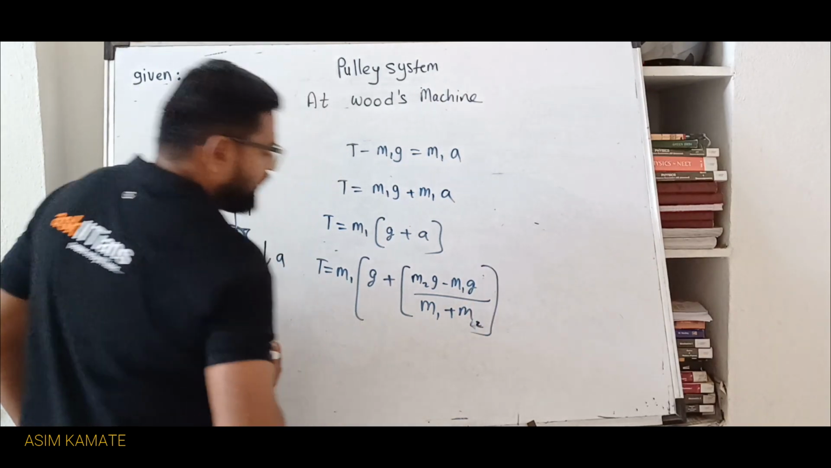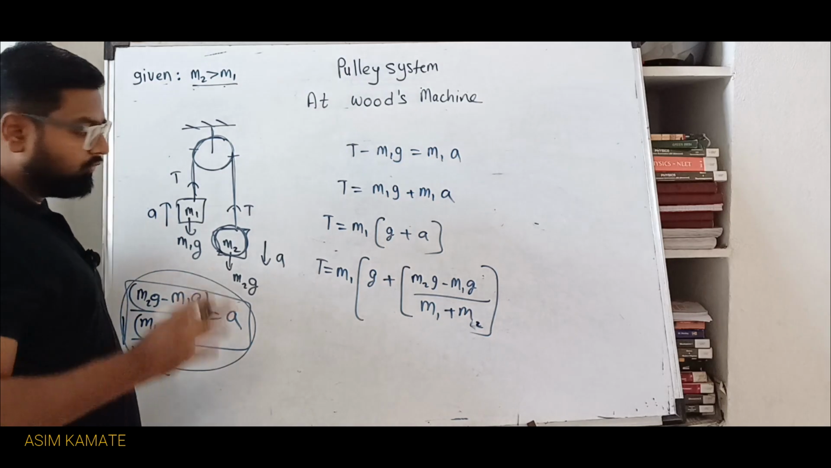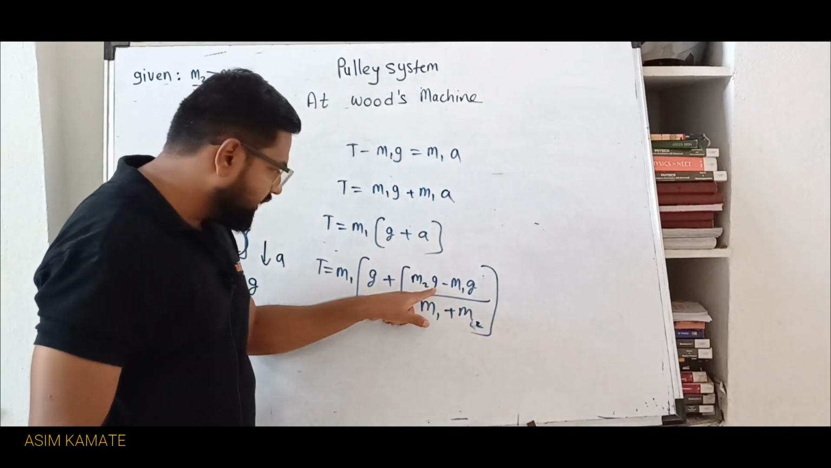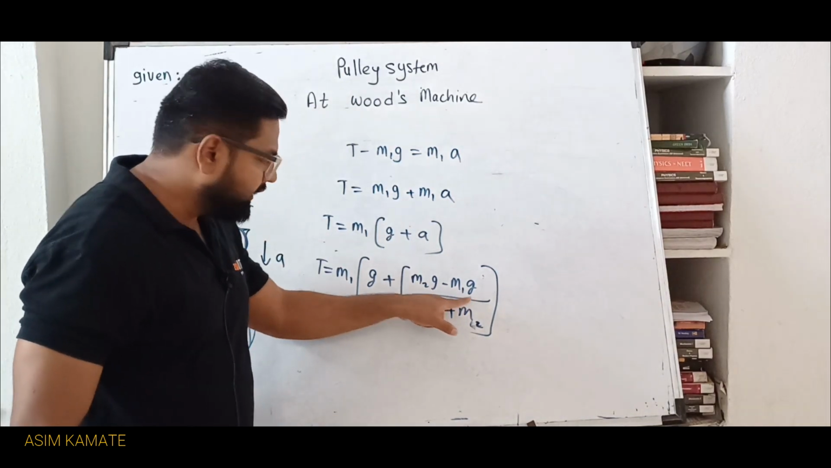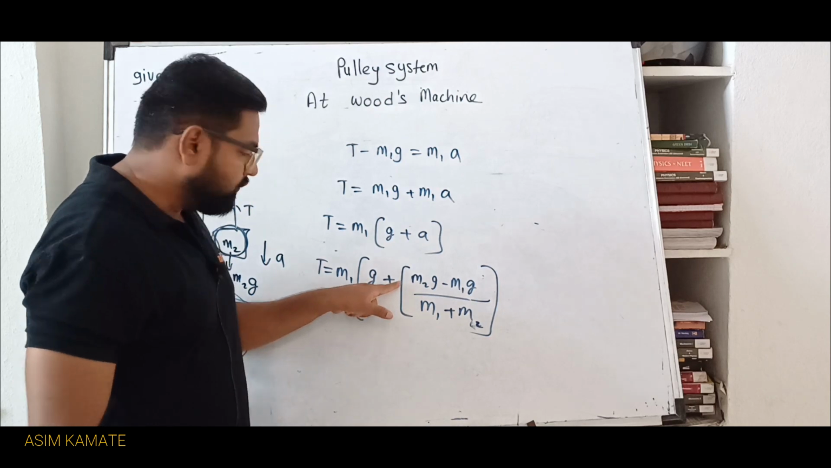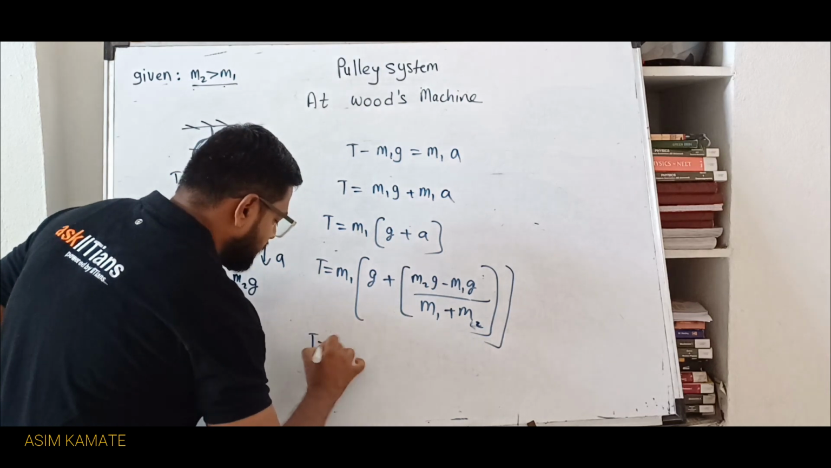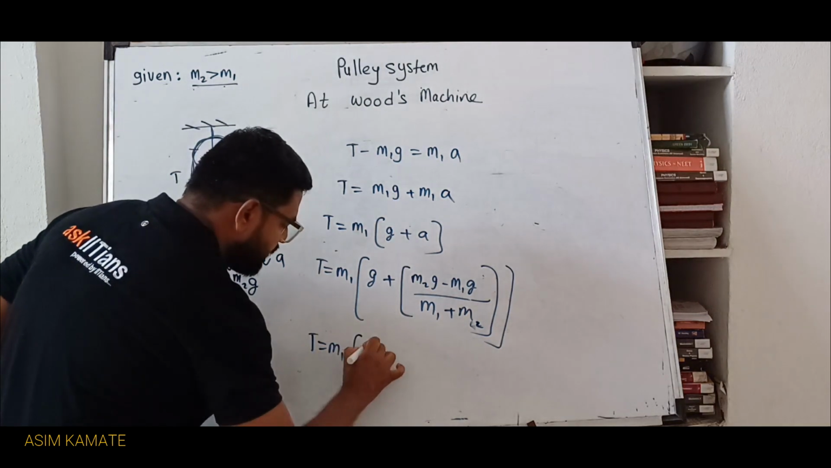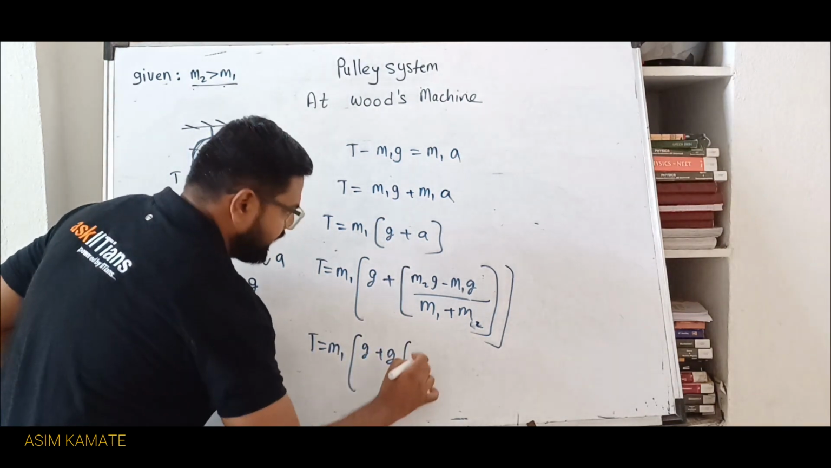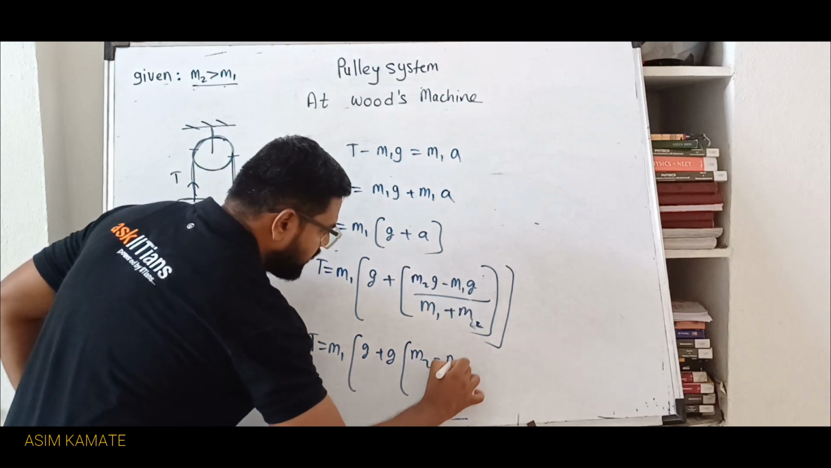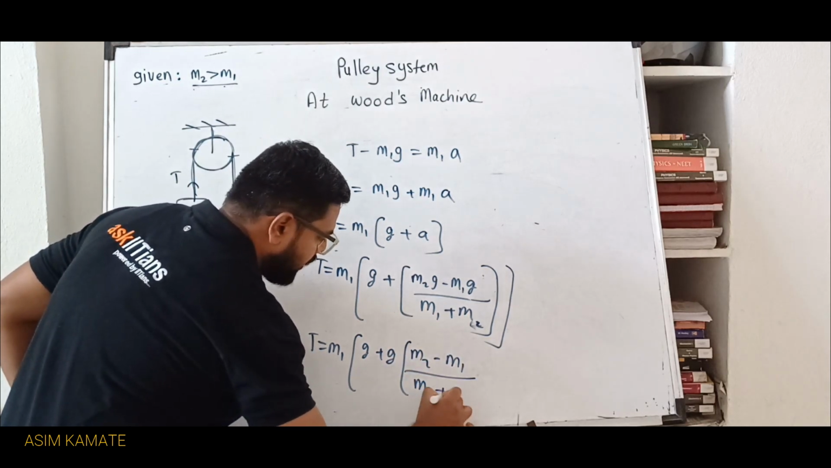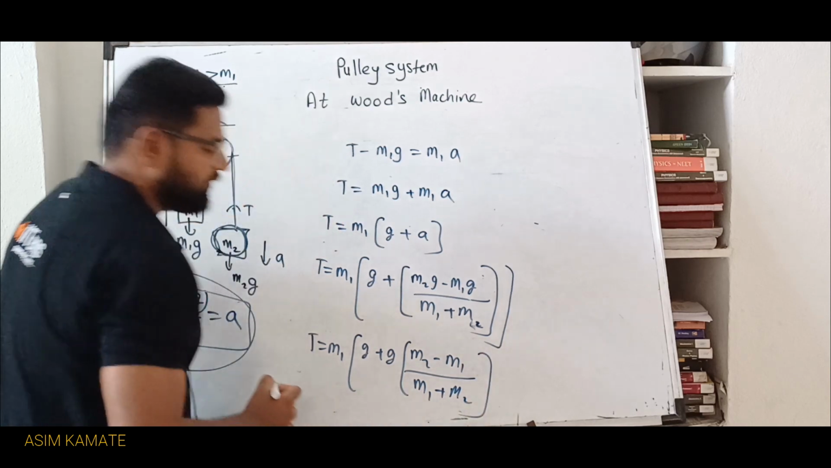Are you getting this? Now listen carefully and pay attention here. You can see that g and g are there. Can I take this g common from here, and from here can I take the g? I will do this step only, so it will not create confusion. m1 times g plus g times m2 minus m1 upon m1 plus m2. Is it clear now?